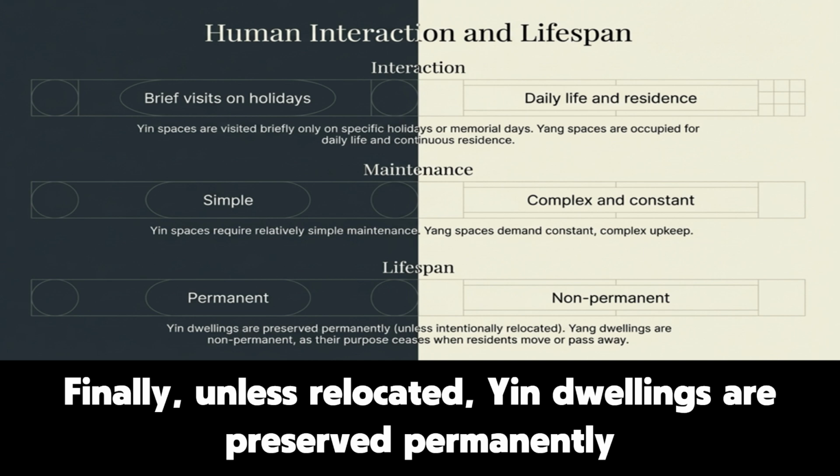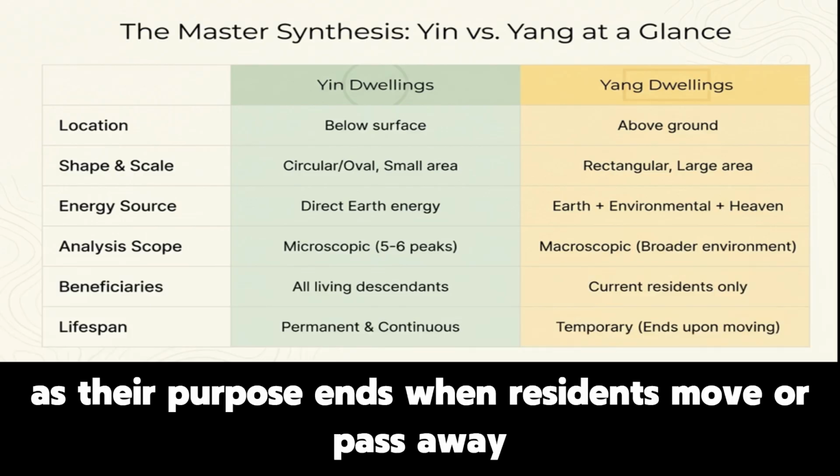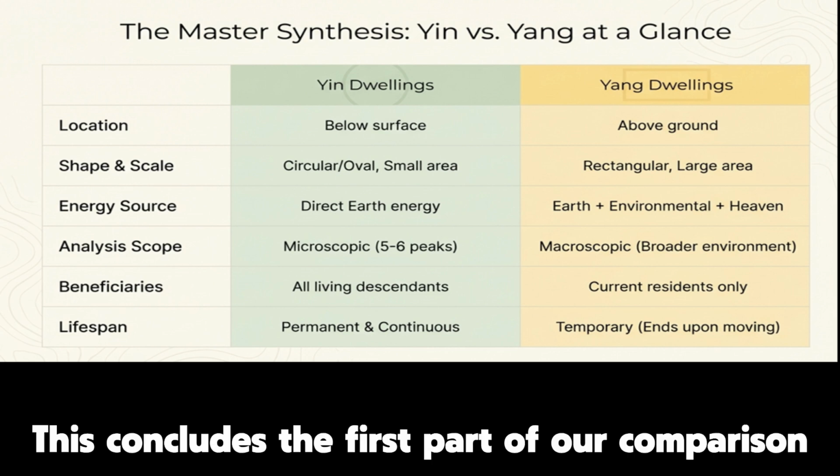Finally, unless relocated, yin dwellings are preserved permanently. Yang dwellings are non-permanent, as their purpose ends when residents move or pass away. This concludes the first part of our comparison.